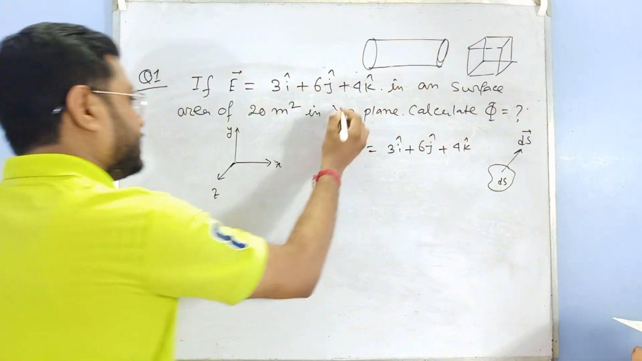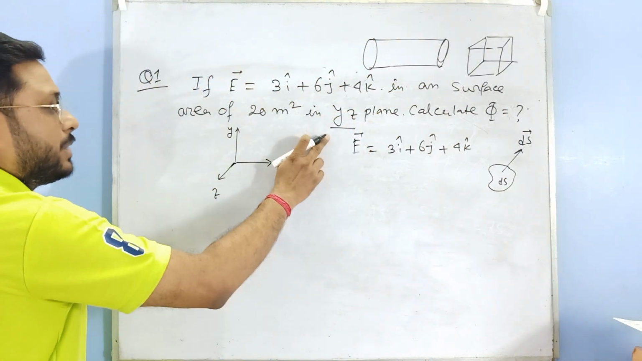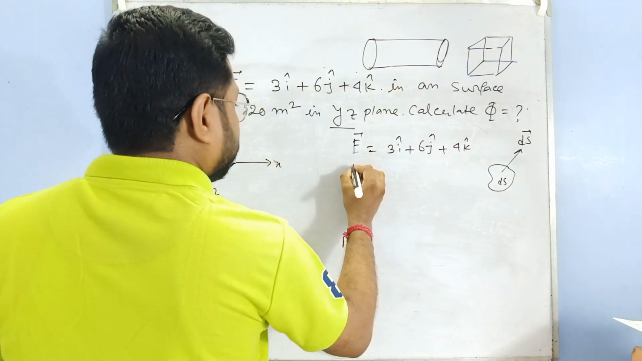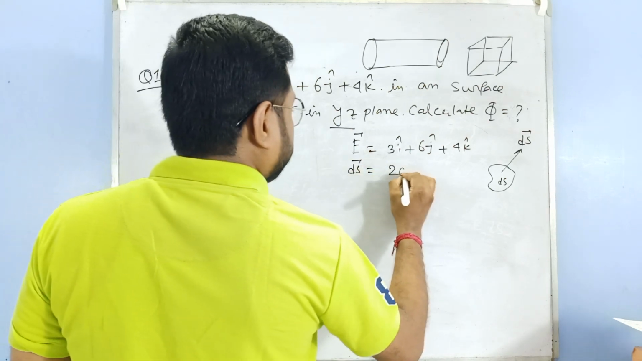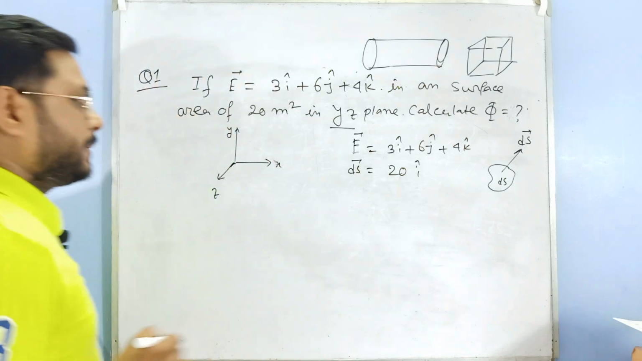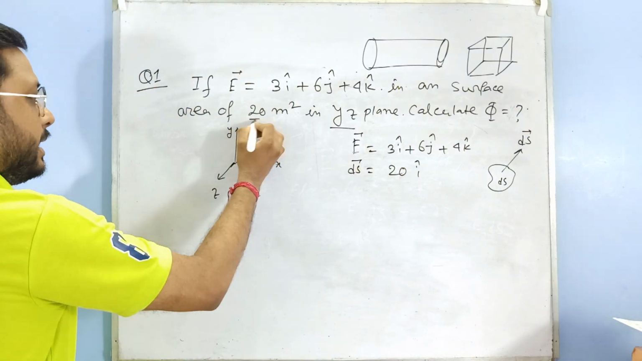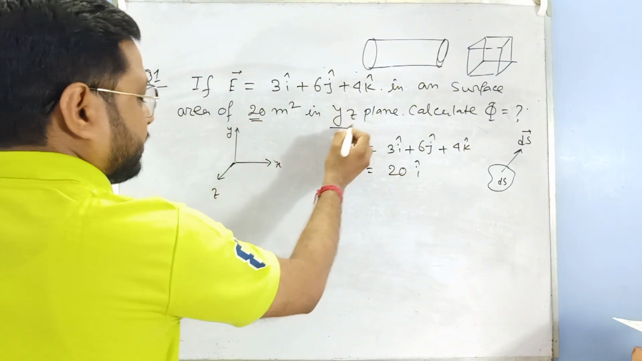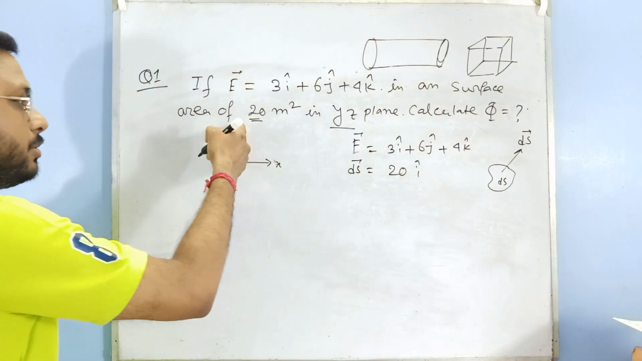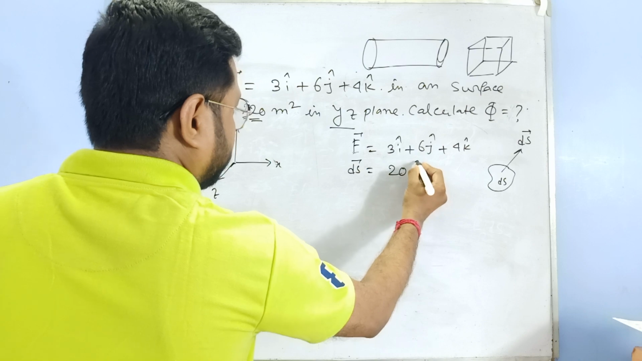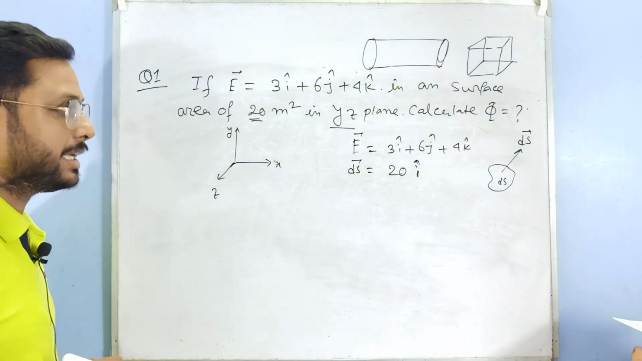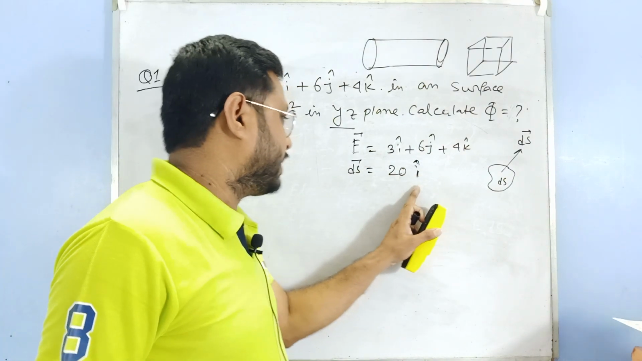So, if this is the YZ plane, then its direction must be perpendicular to the YZ plane. So we can say that ds must be along the x axis, so it is given by 20 i cap. Because this is the area which is lying in the YZ plane, the area vector must be perpendicular to it, so it is along the x axis. We know that the unit vector along the x axis is i cap, so we can say that ds equals 20 i cap.